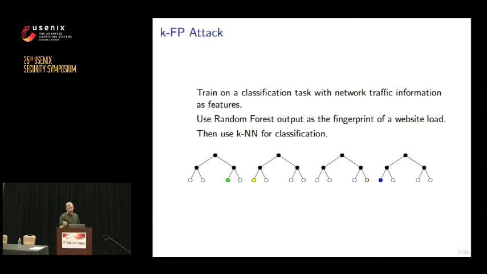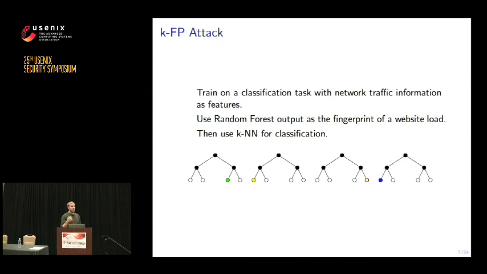And so instead of doing classification just using random forests, we use the random forest to create the fingerprint. What we do is we look at the positions of the leaf nodes that the input fell upon, and we take those positions as the fingerprint for this input. And then we use the k-nearest neighbor classification technique to finally classify an input.